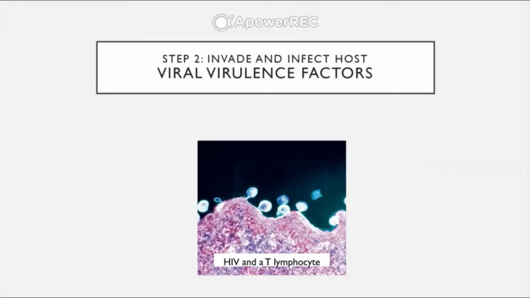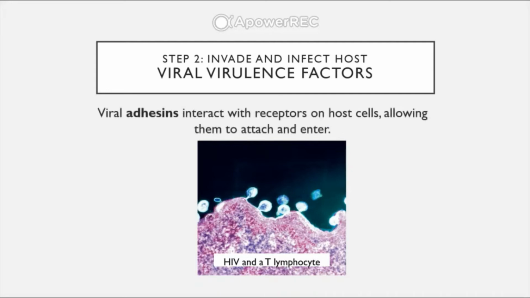Now let's talk some about virulence factors. You can see in this image that the HIV is attaching to T lymphocytes, which is a type of cell in the human body. And it does so through the use of adhesins. So we've already sort of talked about adhesins, but they allow the pathogen to interact with the receptor of that adhesin, which will be present on the host cells, and allows them to attach and then therefore enter the cell.